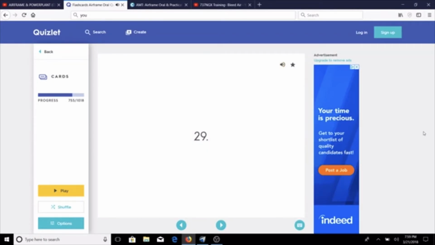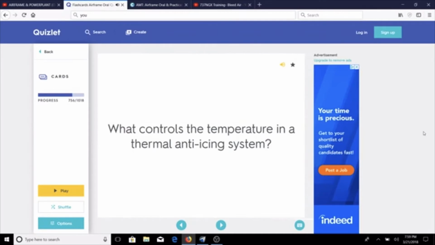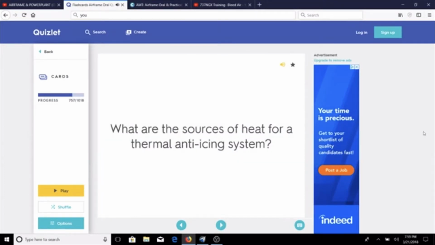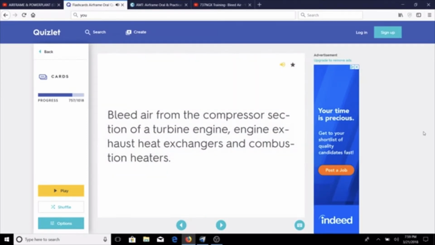29. What controls the temperature in a thermal anti-icing system? Hot and cold air are mixed. What are the sources of heat for a thermal anti-icing system? Bleed air from the compressor section of a turbine engine, exhaust heat exchangers and combustion heaters.